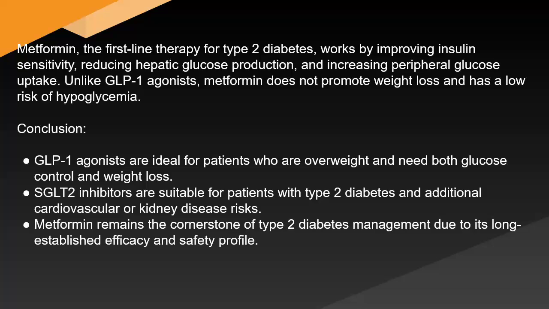Conclusion: GLP-1 agonists are ideal for patients who are overweight and need both glucose control and weight loss. SGLT2 inhibitors are suitable for patients with type 2 diabetes and additional cardiovascular or kidney disease risks. Metformin remains the cornerstone of type 2 diabetes management due to its long-established efficacy and safety profile.